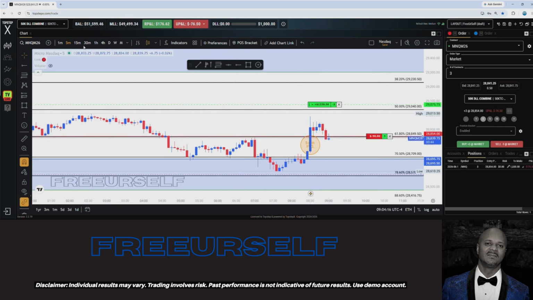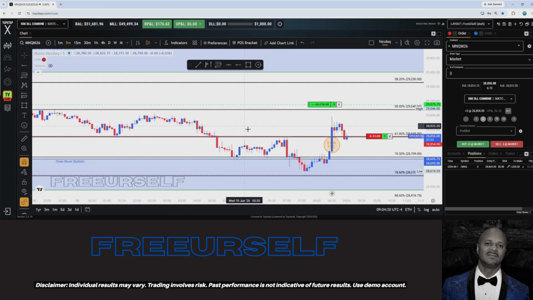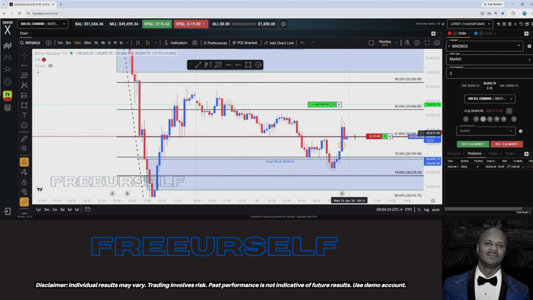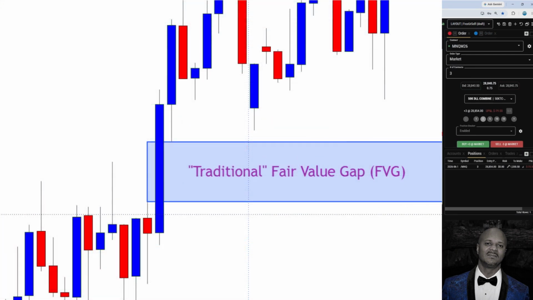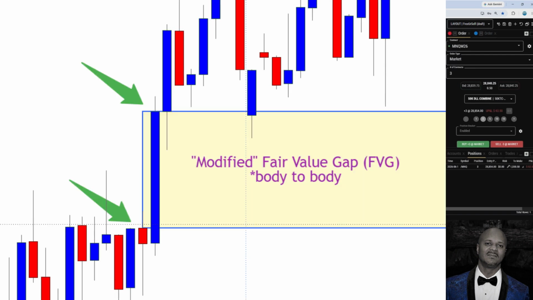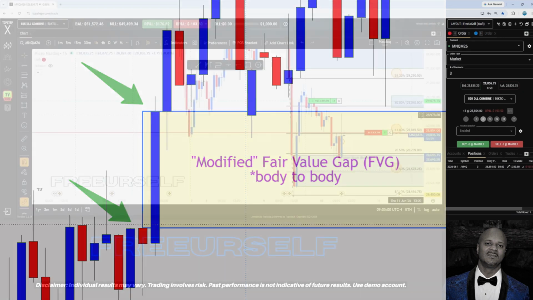Moving forward, what you're looking at right now on the screen, I had already highlighted a couple of things. Number one, towards the bottom, you see it says bullish order block. I'm going to come back to that in a moment. You also see at the top of the screen a traditional fair value gap versus the fair value gap on the bodies. I'm going to explain that in a little bit more detail in a moment.